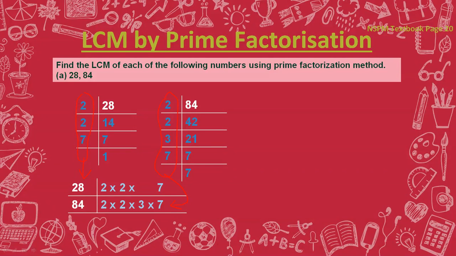Once you have written, then you observe what is the common one. What does this mean? In 28, these are the factors of 28, while these are the factors for 84. Now look here, both have the factor 2, in 28 and 84. I can write it only one time. Again 2 is in both of the numbers. Look, 3 is not here, but 7 is the common one.